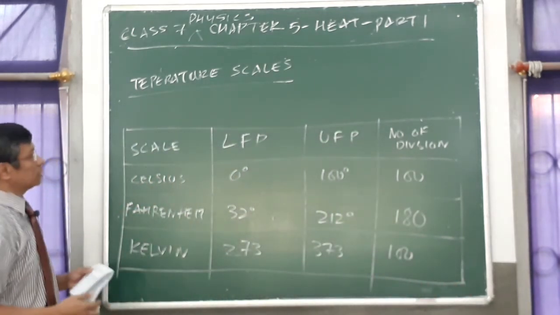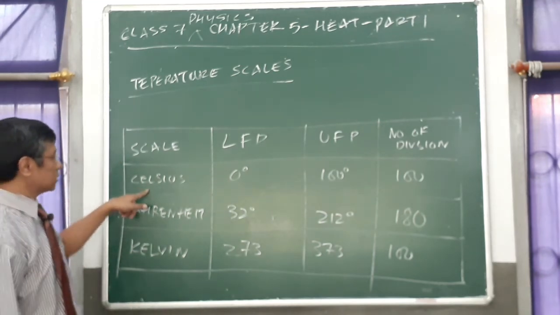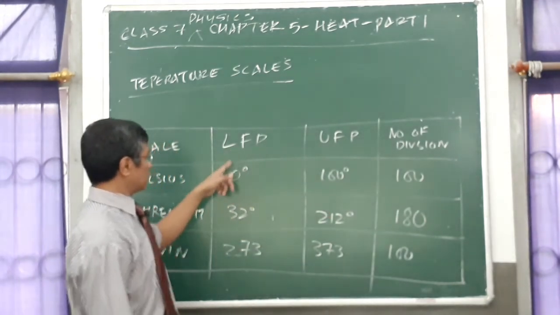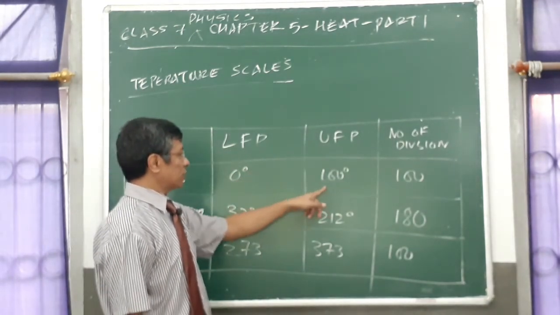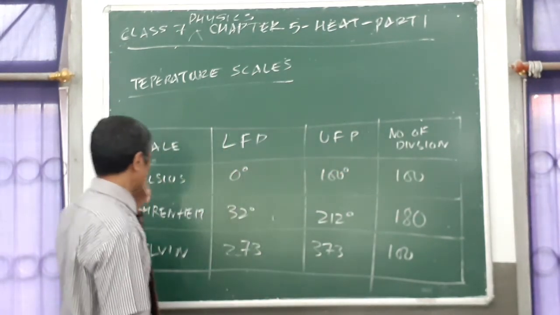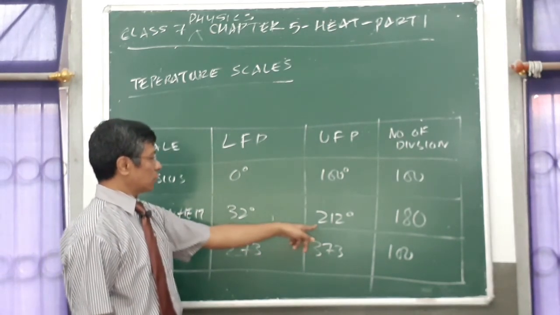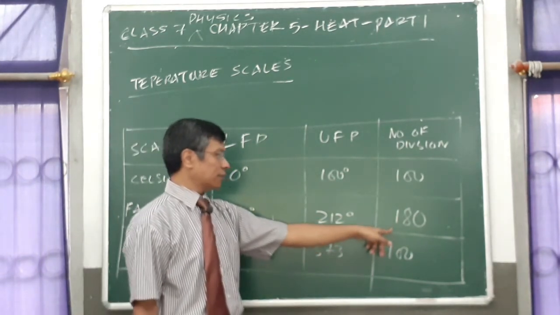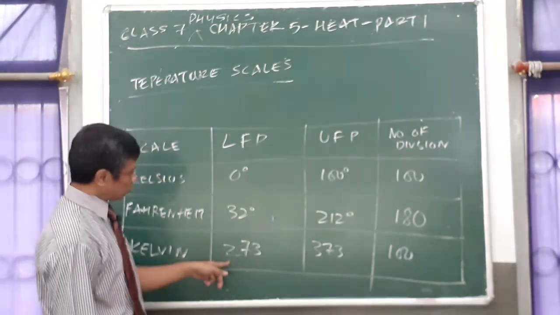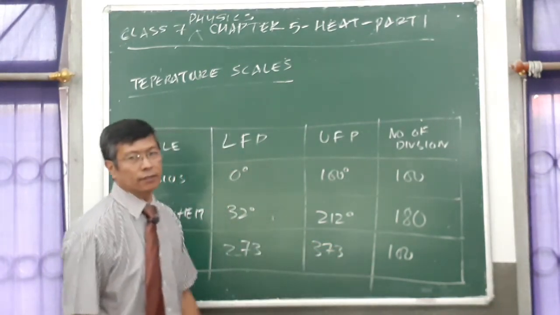So, these are the 3 different temperature scales that we have. In the Celsius scale, the lower fixed point is 0 degrees, the upper fixed point is 100 degrees, and the interval is divided into 100 equal parts. In the Fahrenheit scale, the lower fixed point is 32 degrees, the upper fixed point is 212 degrees, and the interval is divided into 180 equal parts. In the Kelvin scale, the lower fixed point is 273, the upper fixed point is 373, and it is divided into 100 equal parts.